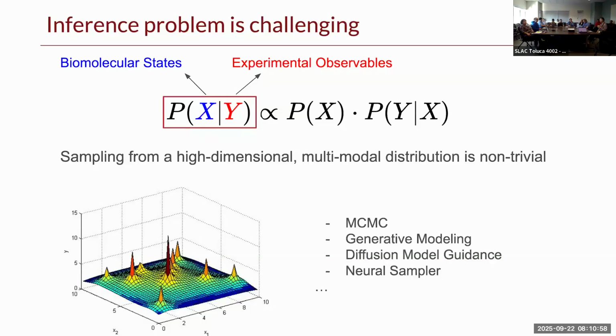So the good thing is that we have many existing inference machinery from the statistical side, like MCMC. We also have people working on the generative modeling side to solve these problems. And we have new paradigms, like diffusion model guidance. And there's also a whole new field in statistics called neural samplers, where we try to use neural network-based methods to help us sample from our unnormalized energy function. And we'll hear about all the exciting developments today.